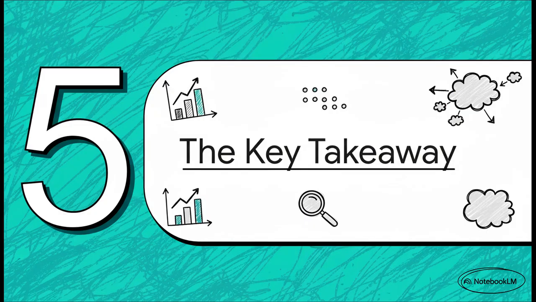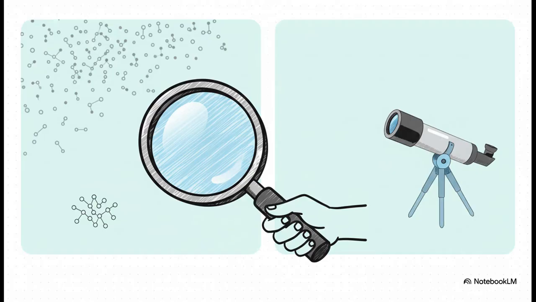So after all that, what's the one thing you really need to remember? Let's boil it all down. It really comes down to this. Descriptive statistics is the magnifying glass. It helps you see all the fine details of the sample you're holding in your hand. Inferential statistics is the telescope. It lets you use that sample to look out at the whole universe, the entire population. One looks close, the other looks far.